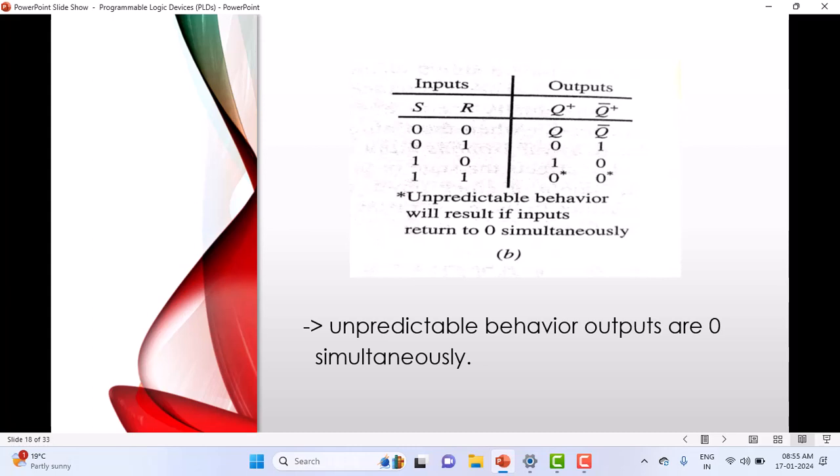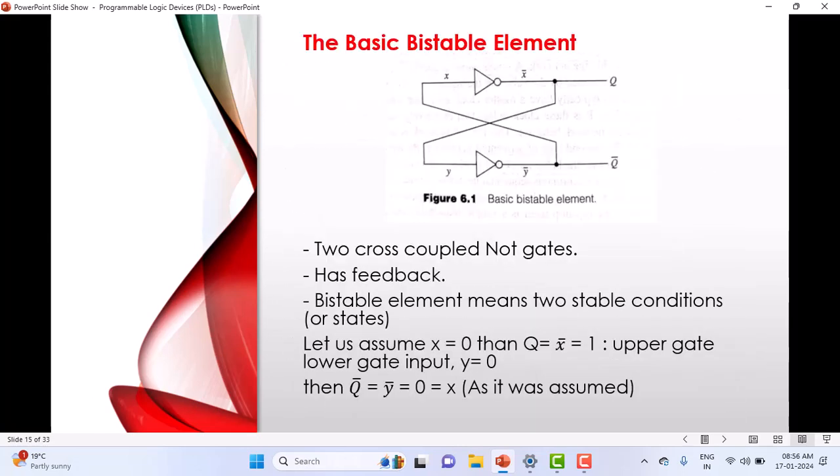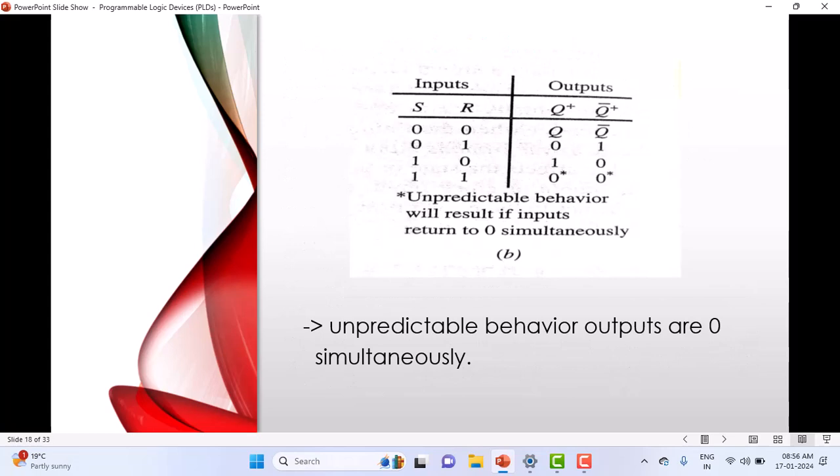Look at this truth table. This is the truth table for the previous element I showed here. Go through this truth table for S and R. What happens with 0, 0? When you apply S equal to 0 and R equal to 0, what are Q and Q bar? Q plus, with plus as a superscript, is called the next state.